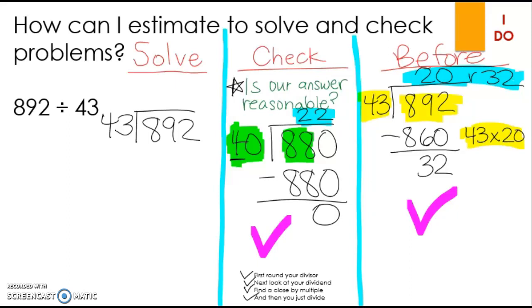So let's see, how many times does 43 go into 89? I believe that 43 could go, let's say, twice. 43 times 2, or I could just look at it as 43 doubled, which would be 86.